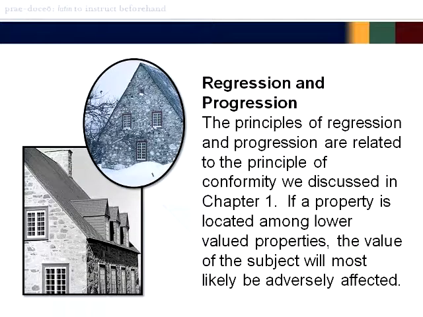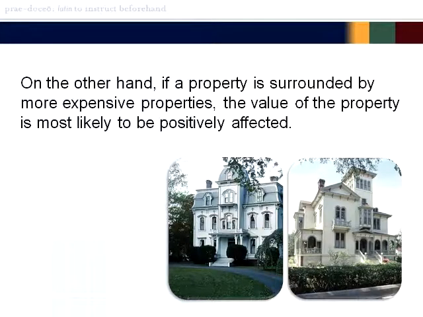Regression and progression. The principles of regression and progression are related to the principle of conformity we discussed in Chapter 1. If a property is located among lower valued properties, the value of the subject will most likely be adversely affected. On the other hand, if the property is surrounded by more expensive properties, the value of the property is most likely to be positively affected.